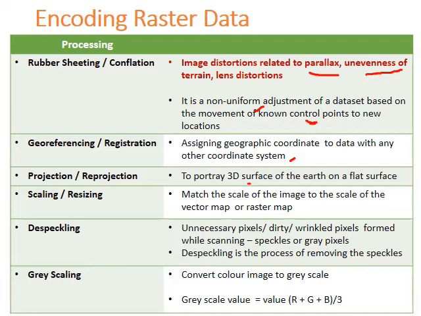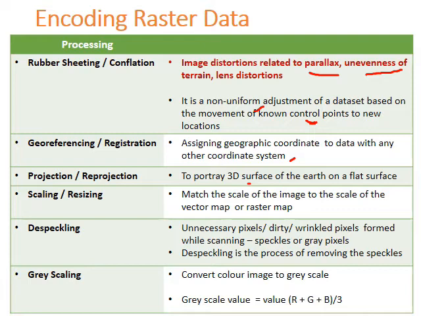Similarly, projection is another important process that we do. To portray the 3D surface of the earth onto a flat surface, we have to project this information. Sometimes the data that we get will be in one projection, and you need to reproject it into your required projection. And scaling and resizing is another process that we do in the raster encoding system, to match the scale of the image to the scale of the vector map or the raster map that you are looking at.